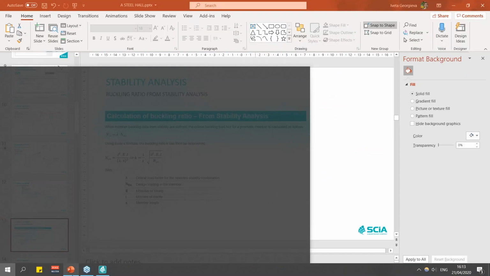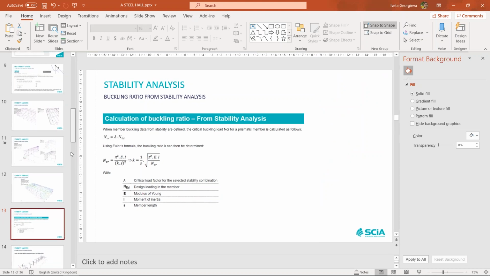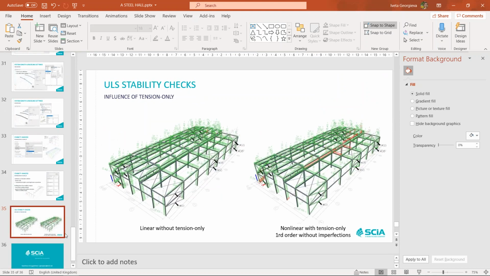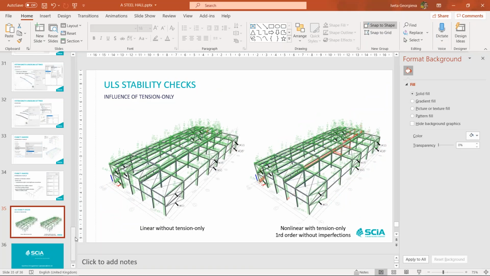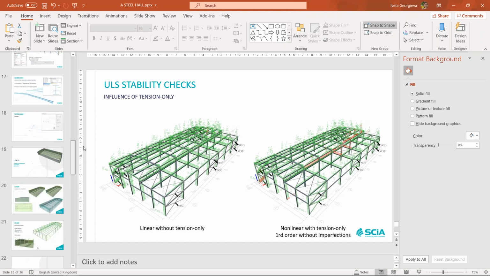I think I had one slide related to that. Don't forget to run your nonlinear combinations with tension only, because after I optimize the structure with the correct settings, if I use linear analysis results without tension only, this is what happens when I run the same checks with tension only. So don't forget to keep that in mind. And I think these were the most important things that I want to show you today.